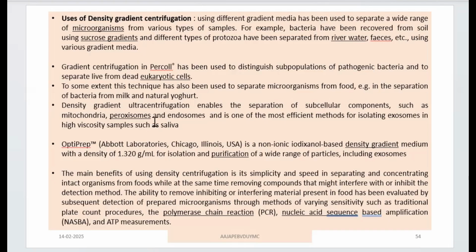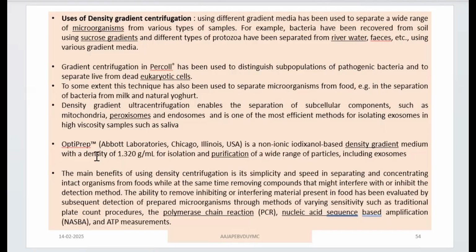So mitochondria, peroxisomes, endosomes, and exosomes also can be extracted from high viscosity samples like saliva. So the viscosity of the medium, the source from which they are extracted, is also going to contribute a factor that will decide the efficiency.